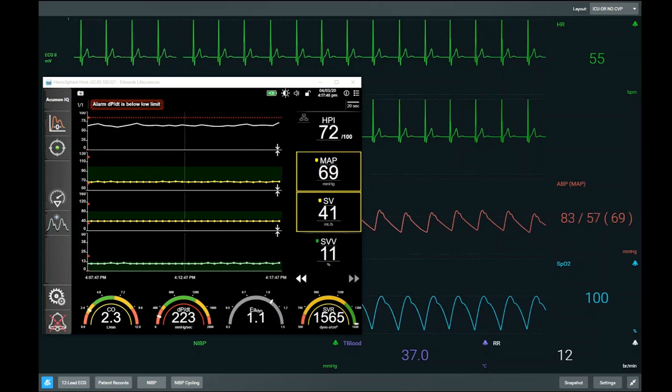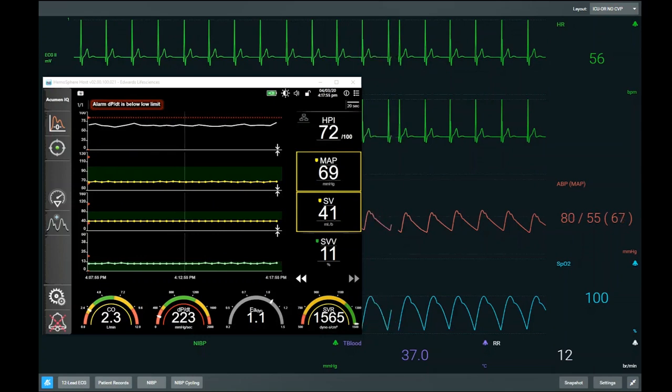Now, just for our information, at the start of the procedure, when the arterial line was inserted awake, the DPDT baseline, or the true baseline, was 250.